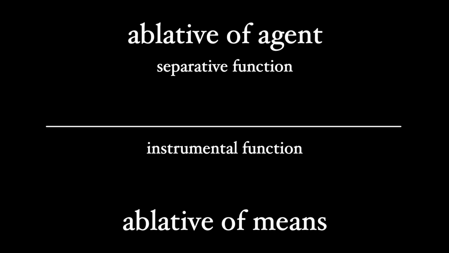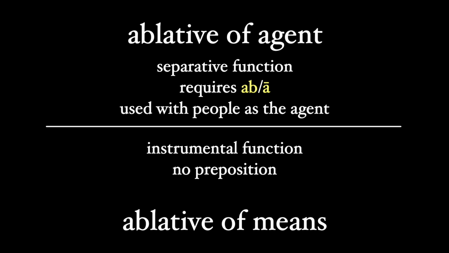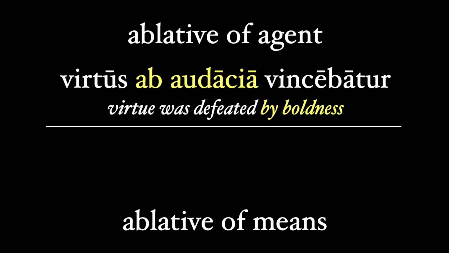So here's how the two are different. First, the agent requires the preposition ab, but the means has no preposition, just the ablative by itself. We go with the agent and ab when the doer of the action is a person, while the means and no preposition are used with inanimate objects like swords. Now, if we personify something, we could go with the agent, like in this example, virtus ab audacia vincebatur. Virtue, whatever that is, was defeated by boldness. Both virtus and audacia are personified concepts. They're not actually fighting each other. So we can use the ablative of agent and the preposition ab.